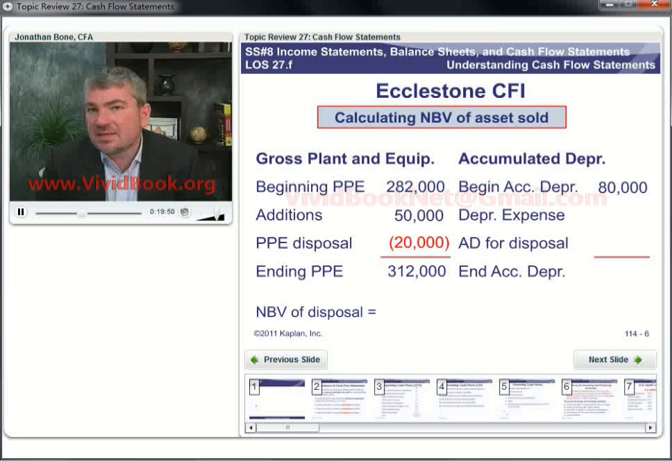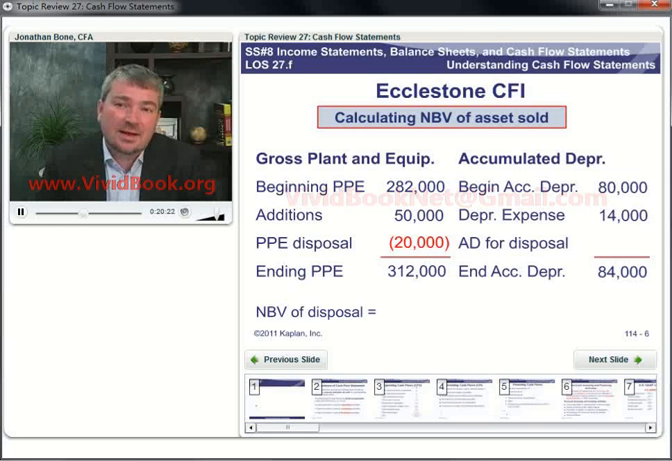Let's do exactly the same with depreciation. Last year's accumulated depreciation, i.e. opening accumulated depreciation this year, was 80,000. Closing accumulated depreciation in this year's balance sheet is 84,000. The depreciation expense we can lift from the income statement, and it was 14,000. So if there had been no asset disposal, we would have expected the ending accumulated depreciation to be 94,000. But it's not, it's only 84,000. So the balance must be 10,000 of depreciation on the asset we've disposed of, the accumulated depreciation, therefore, on the asset we've disposed of.